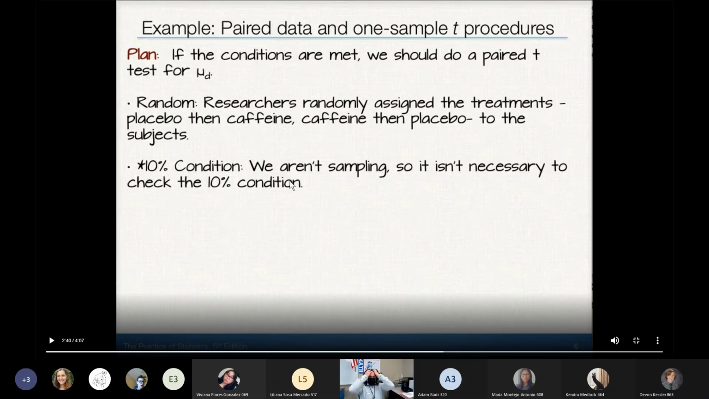Right? If you're randomly selecting students from a school population, right, and then collecting data about them, about a certain characteristic, right, then you check the 10% condition. When you just have a group of participants in a study, right, and those are just the people who are going to participate, and you're assigning treatments to them, right, in an experiment, you're not sampling. Okay, so then we don't need to check the 10% condition. So there's a couple of things to point out. Are there any other questions about this example?